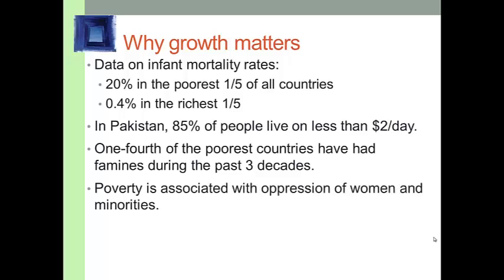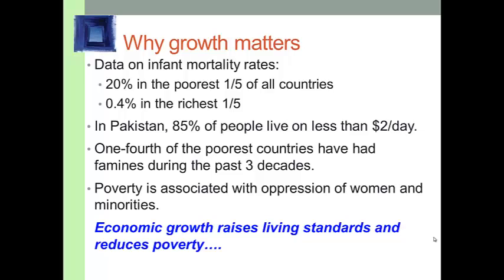As you can see, 20% of all infant mortality is concentrated in 20% of the poorest nations, but only 0.4% in 20% of the richest nations. The question is, if we can figure out a way to improve growth, we can potentially reduce infant mortality in poor countries.